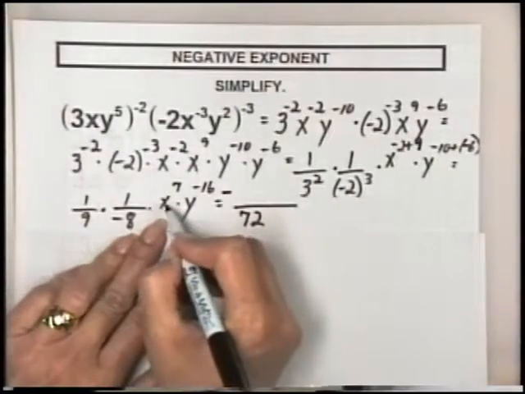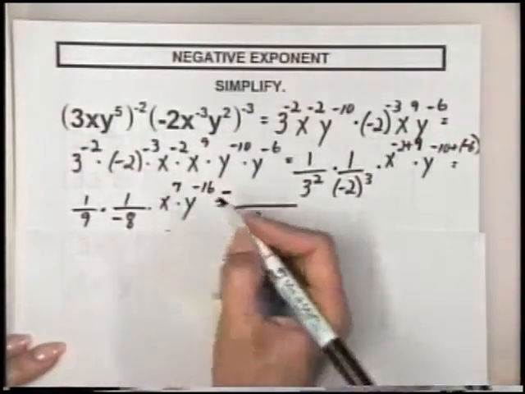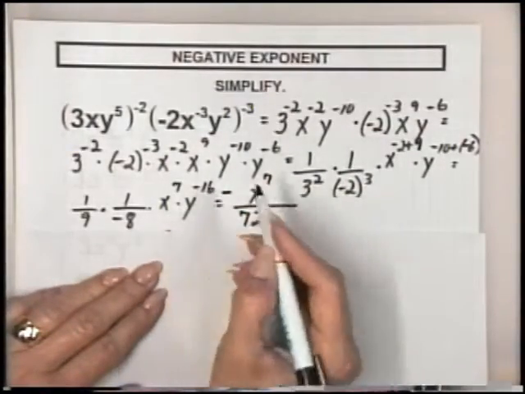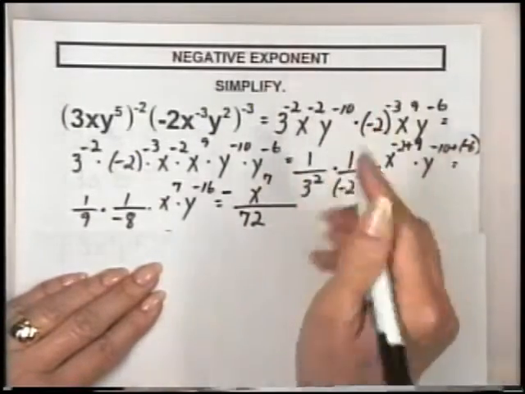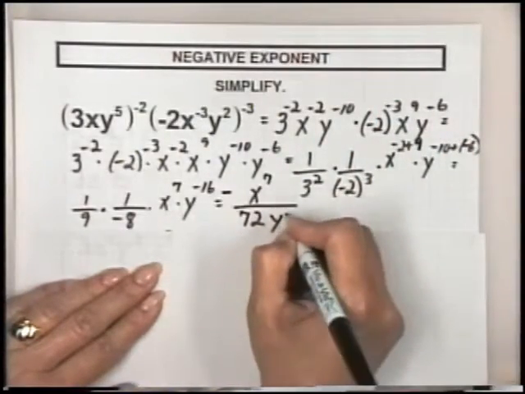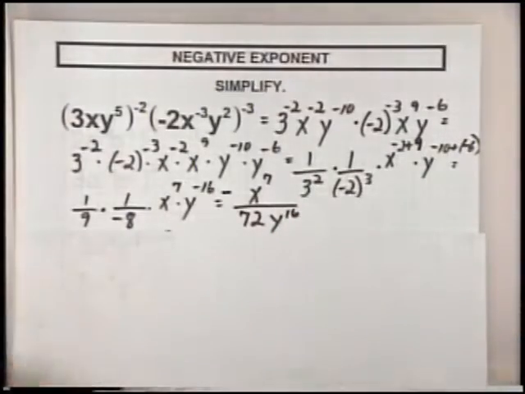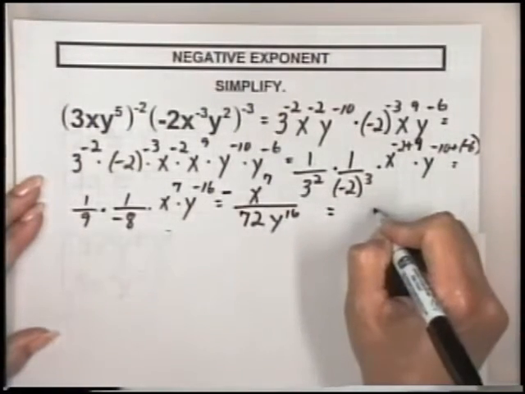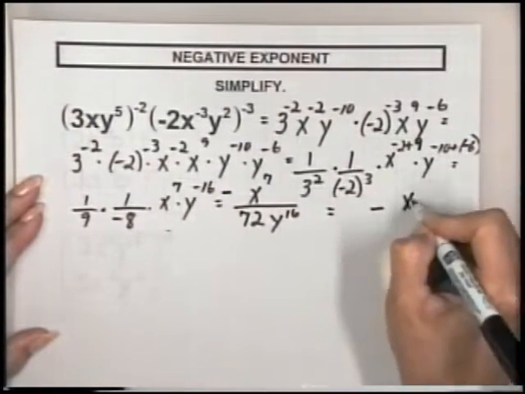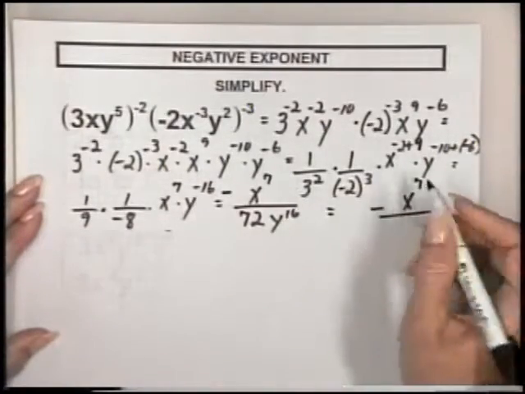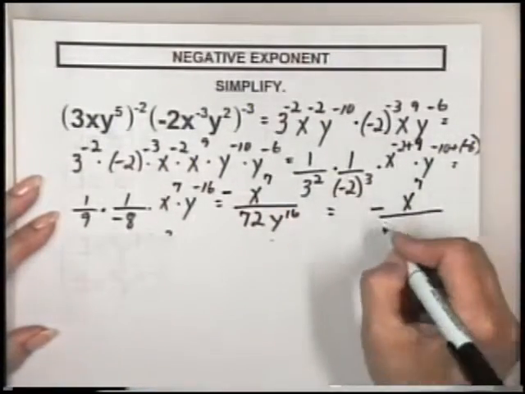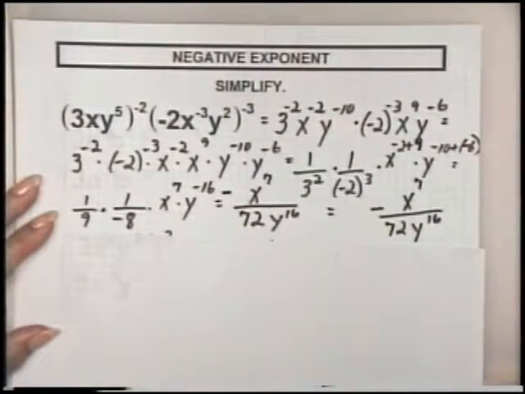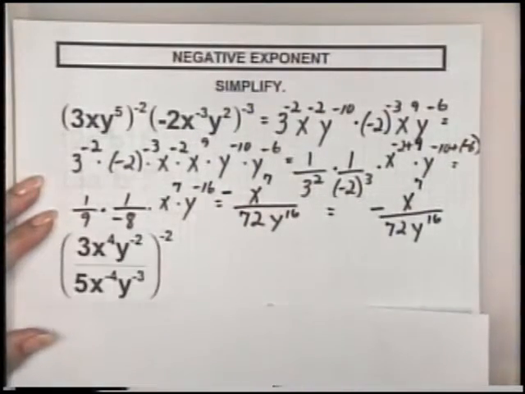Let's put the negative in front of the fraction. Let's write the 72. I have x to the 7th. The 7 is positive, so the x to the 7th will stay in the numerator. I have y to the negative 16th. Because that 16 is a negative power, the y will go to the denominator as y to the positive 16th power. Let's just rewrite that. The answer here is a minus x to the 7th in the numerator, 72 y to the 16th in the denominator.